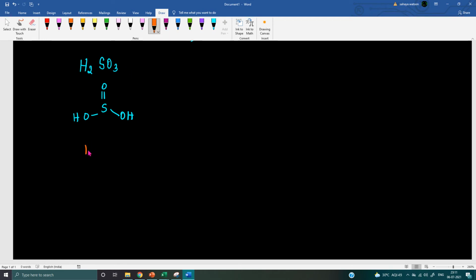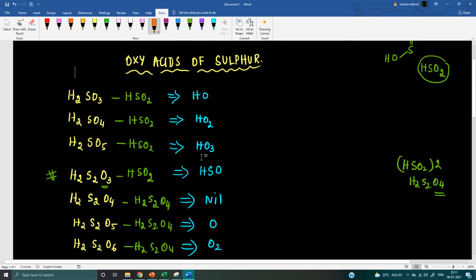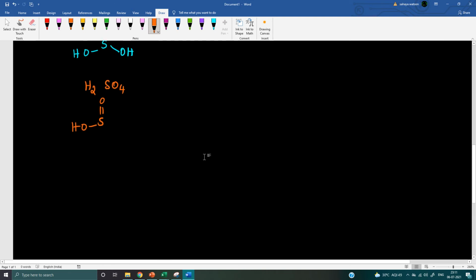Next I am moving to H2SO4. The basic formula is this one, and what is remaining in H2SO4? HO2. So I am writing 1 OH, and another O is remaining. Let me write here double bond O. S is bonded with oxygen by a double bond.